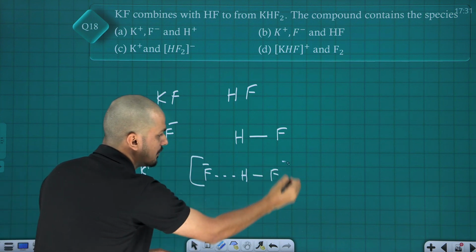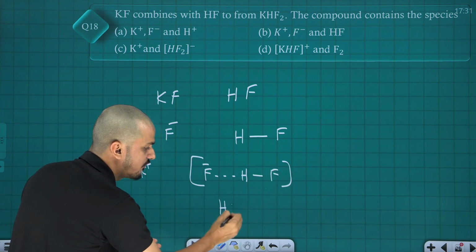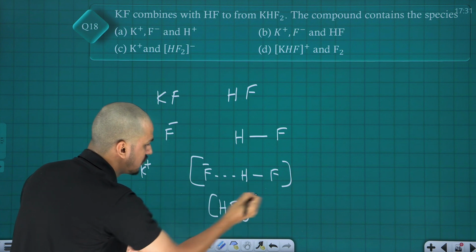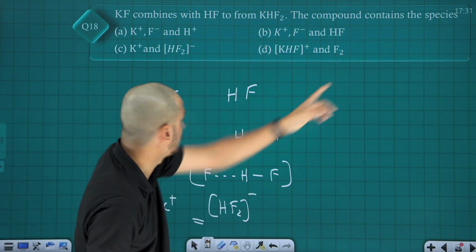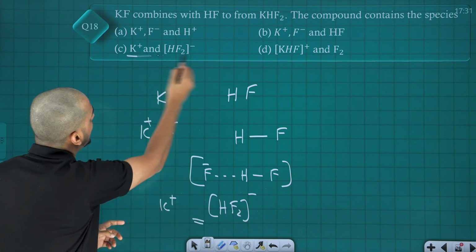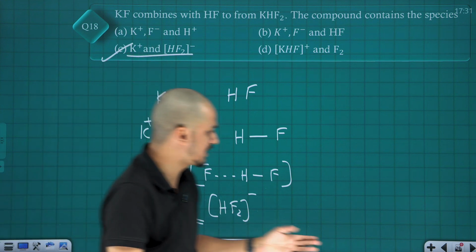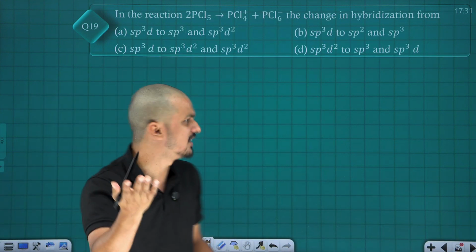So this will be coming together. That is HF2 minus. HF2 minus and K plus will form. The compound contains the species K plus and HF2 minus. Option C is the correct answer. You got the idea? Yeah, simple one.